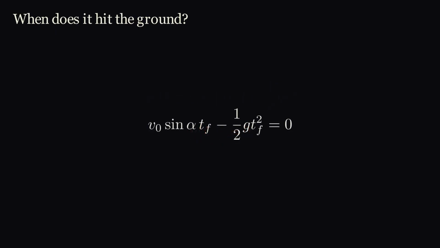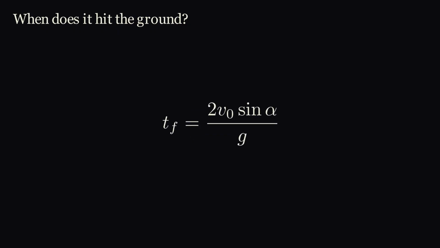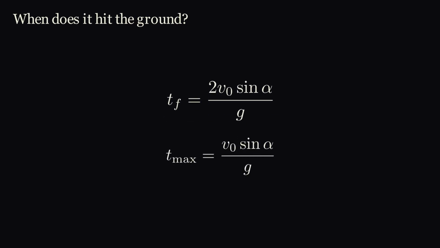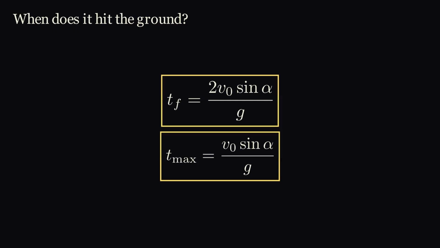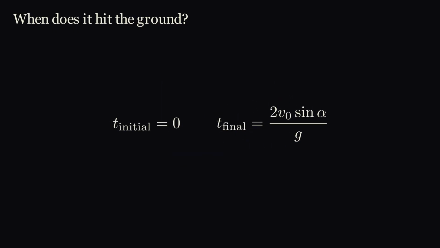Again, we impose this condition, and in this case, we obtain two solutions. The first one is t equals 0. This simply represents the initial instant of the motion, when the object is about to be launched. The second solution is the one we are actually looking for. It gives us the time at which the object comes back to the ground, and we can see that this value is exactly twice Tmax. This also makes sense from the usual solution of a second-degree equation. One solution represents the beginning of the motion, and the other one represents the end.